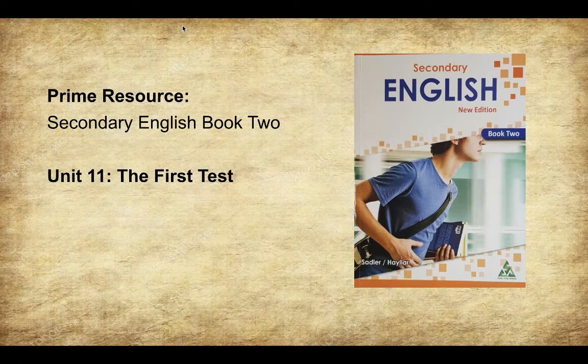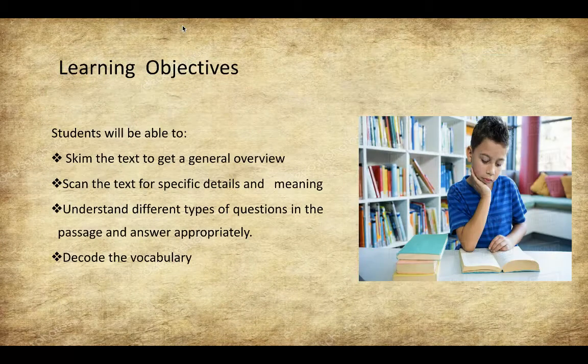Today's session will be the Secondary English Book 2, Unit 11, The First Test. The learning objectives of today's session are as follows. Students will be able to skim the text to get a general overview, scan the text for specific details and meaning, understand different types of questions in the passage and answer appropriately, and decode the vocabulary.